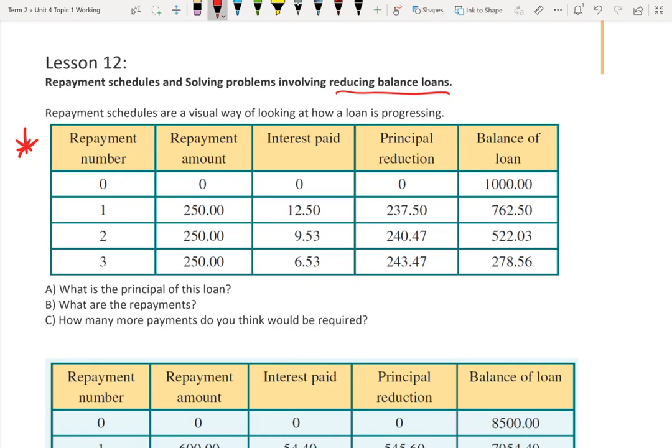What is the principal of this loan? Well, the principal is just the balance at the start, so that would be $1,000. What are the repayments? Well, that's just how much we're repaying back each year, $250. And how many more payments do you think would be required? Well, I've jumped ahead of myself and said, I reckon that would be 2. Because the next payment, looking at this, you're going to get like $3 or $4 worth of interest. And once you pay off $250 odd, there's still going to be part of a payment left over. So in that final payment, you probably won't have to pay a full $250. You might only have to pay 30 or 40 bucks.